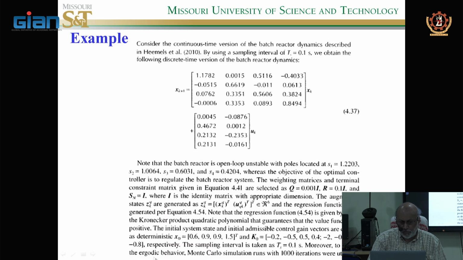Moreover, to obtain the ergodic behavior, remember that? Monte Carlo simulation runs with 1,000 iterations were utilized. So 1,000 times I ran the simulations and we get the average, because this is treated as a stochastic system. So don't forget that. For a deterministic system, you don't have to deal with it. Only for a stochastic system, we have to do the Monte Carlo. You typically vary the initial conditions.